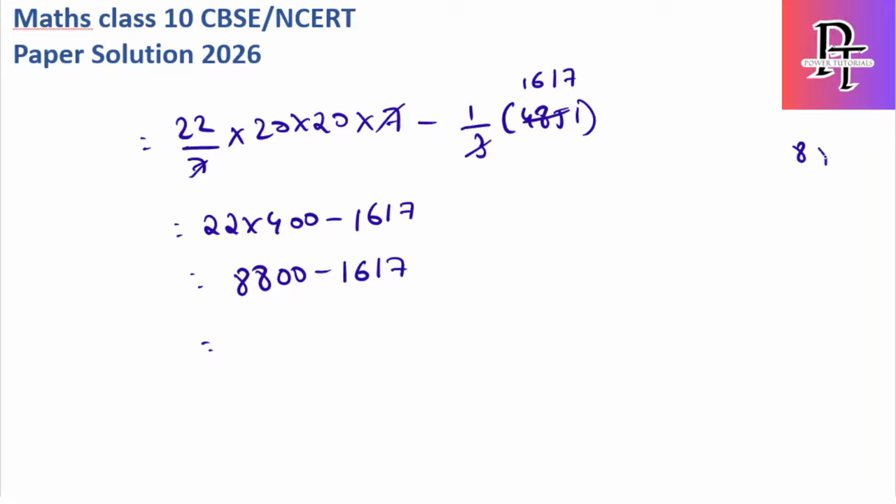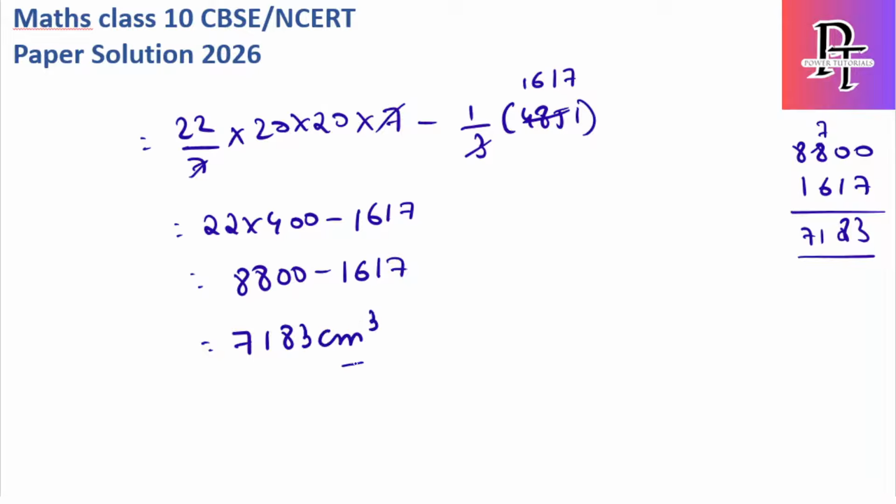So let's subtract it. 1617, so it is 100 minus 17, so I will directly write 83 and this becomes 7, 1, 8 minus 1, so the answer is 7183 centimeter cube. The unit is very important. So the volume of water is 7183 centimeter cube.